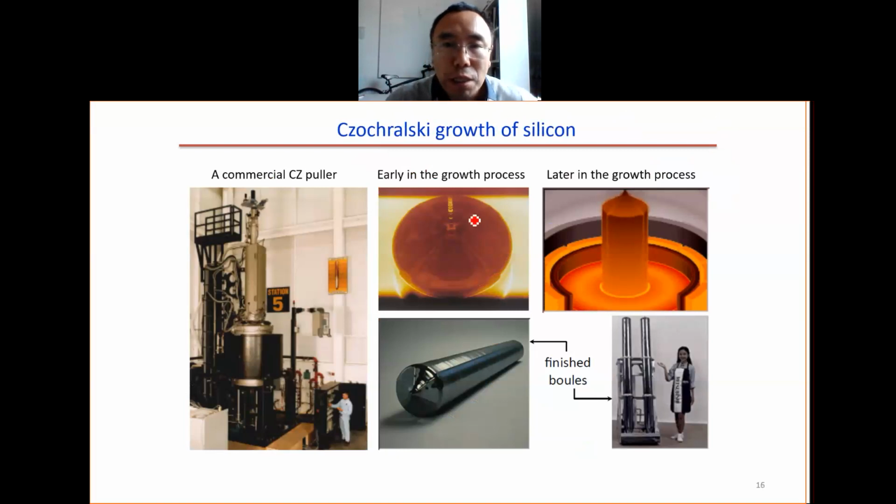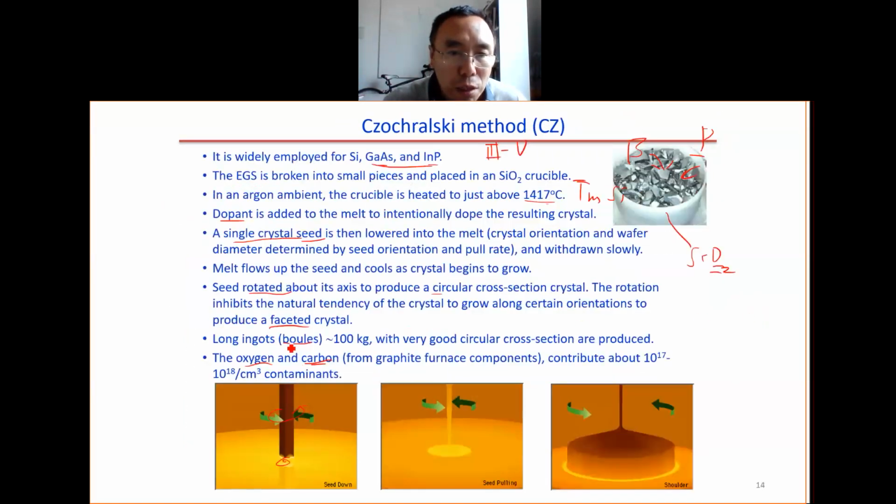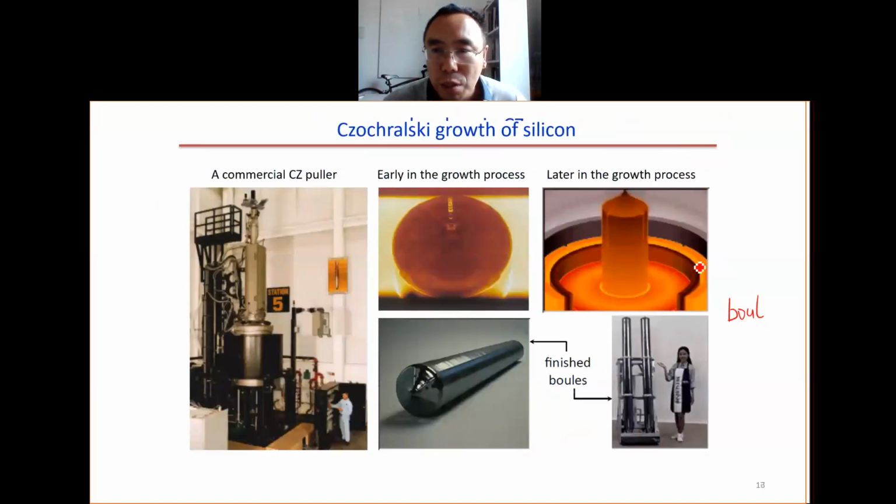Here are the photos of the CZ growth method. You can see we can make really, really big boules. This is called a boule. We can have hundreds of kilograms of single crystal silicon.